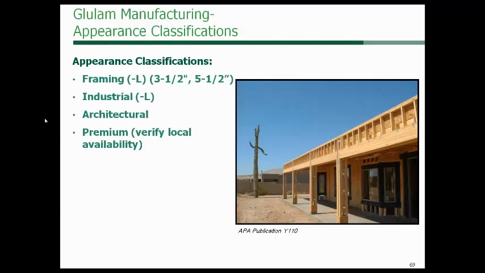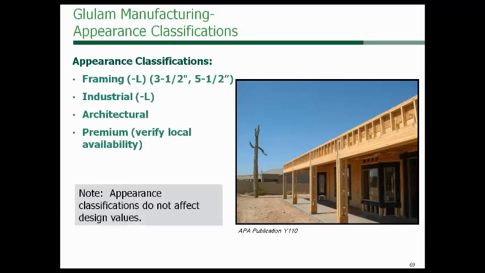If you're going to leave the member exposed and you're concerned with the appearance of it, then you would want to specify an architectural grade. And if you wanted to go with something that is some sort of super premium product, you can do a custom order for a premium appearance grade. But again, that would be a custom order that may not be available locally, so you'll need to coordinate with your supplier.